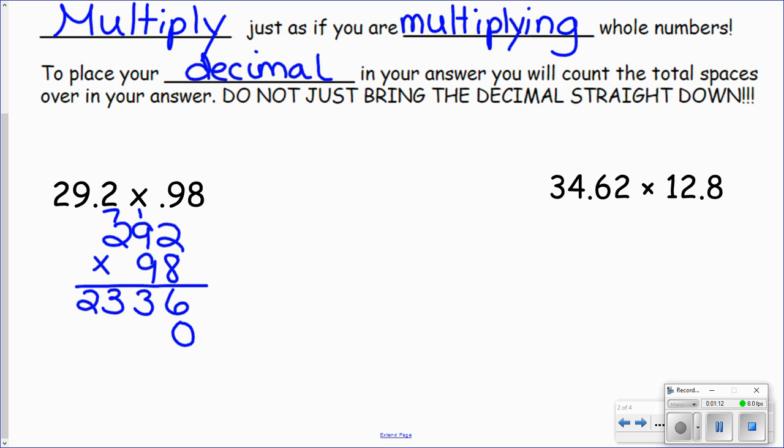Placeholder 0. 9 times 2 is 18, carry the 1. 9 times 9 is 81, plus 1 is 82. Carry the 8. 9 times 2 is 18, plus 8 is 26. Add these together.